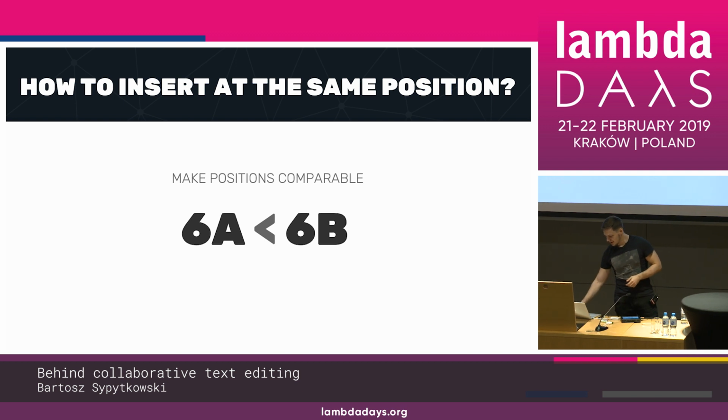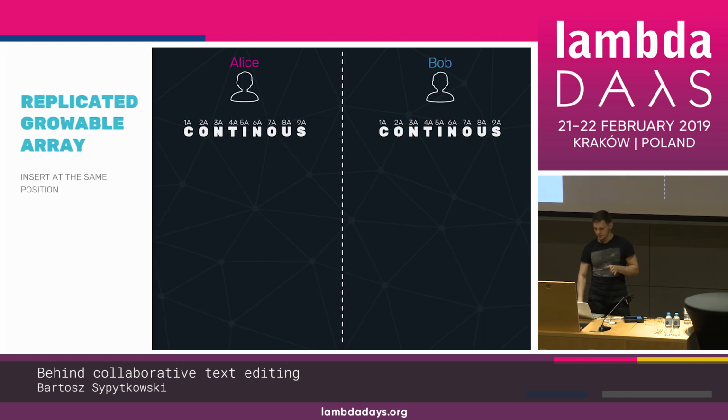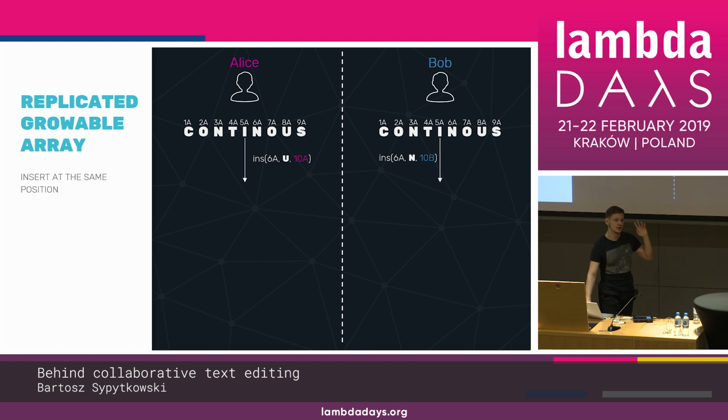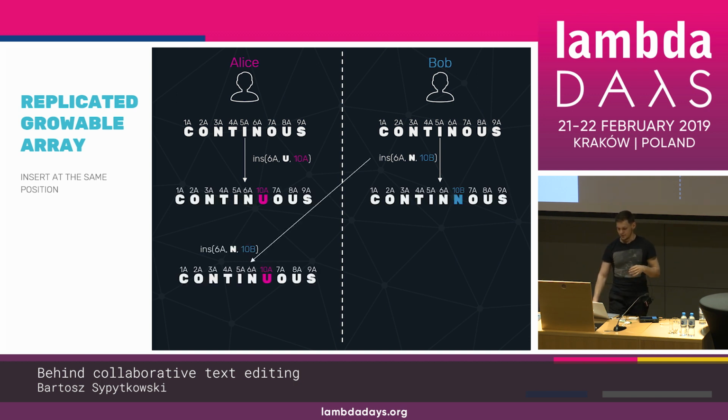Sorry. Okay, so now we change Bob's insert to actually insert another letter in the same position. This part is easy. Now, Bob is propagating his operations to Alice. We try to insert our character on the right side of 6a. So we need to add an extra rule here.